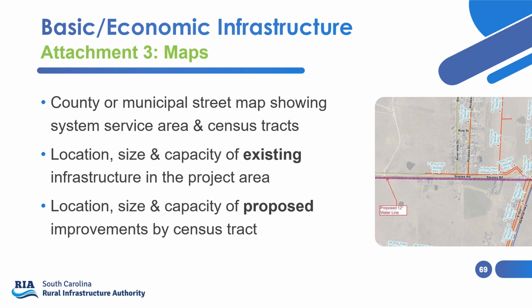The maps that you submit with a basic or economic application should identify the project location and system service area with census tracts outlined, as well as the existing infrastructure and the proposed improvements. It's okay to submit one map that shows all this information or a couple of maps that combine one or two of the requirements. It's crucial that the maps be legible, clearly labeled, and consistent with the narrative and cost estimate.